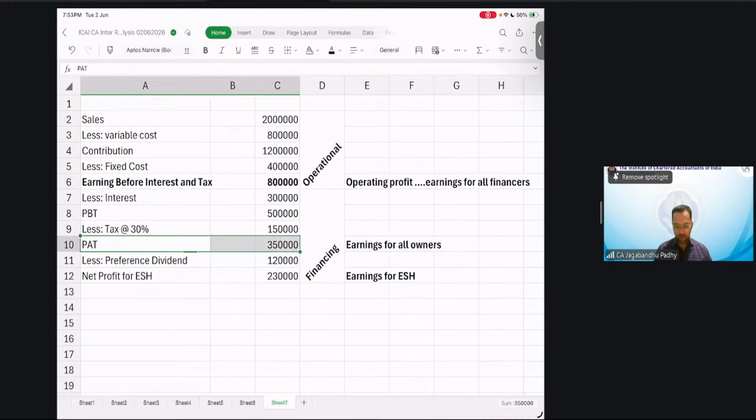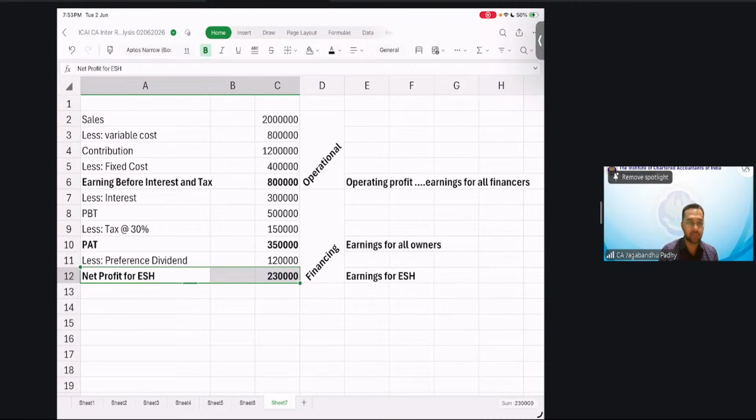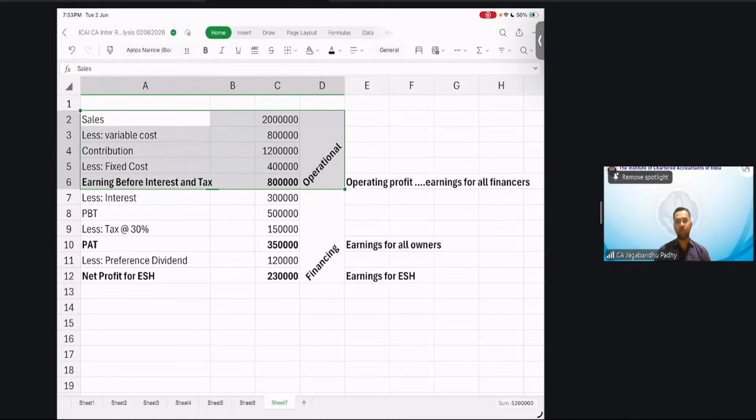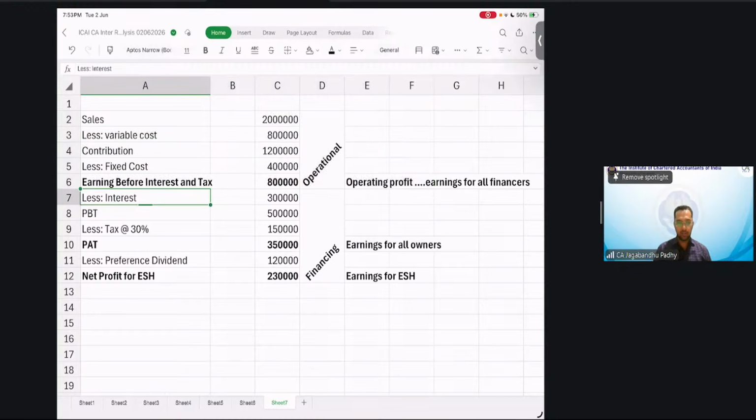Now, profit after tax is something that we have earned for all our owners, and net profit for equity shareholders is obviously the profit for the equity shareholders. So the initial part is your operational part, determined by the way you are operationally effective in doing good business. And the part beyond that tells you what you're doing when it comes to financing.